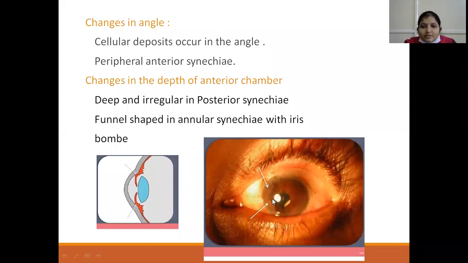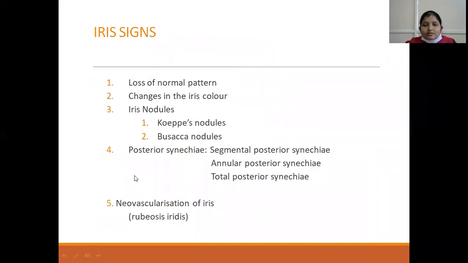So here you can see a figure showing peripheral anterior synechiae, that is adhesion between the iris and cornea. So this one is peripheral anterior synechiae. This is also a picture showing peripheral anterior synechiae. There is attachment between the posterior surface of the cornea and anterior surface of the iris.